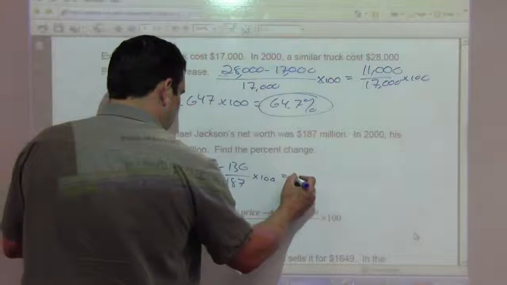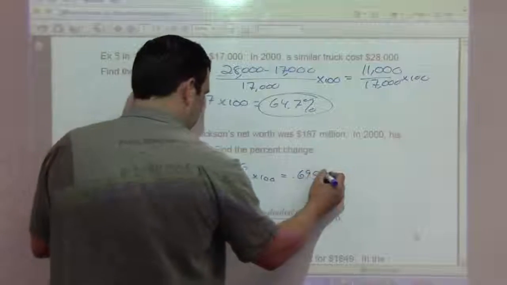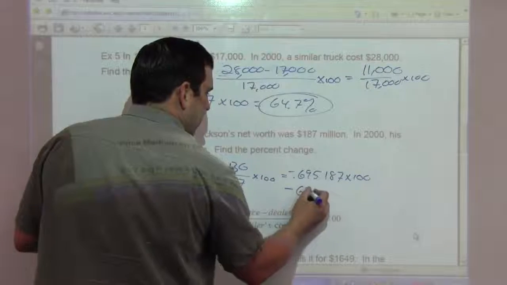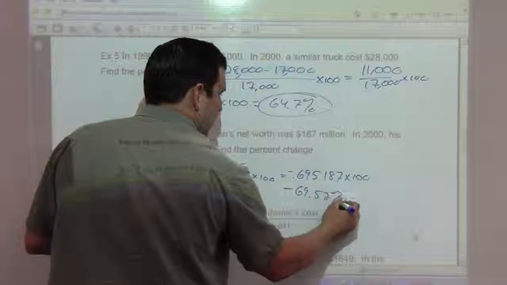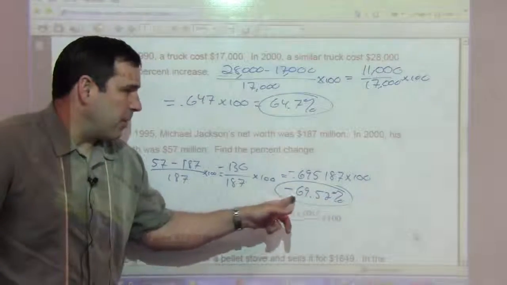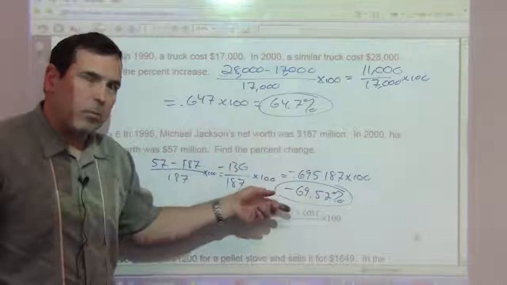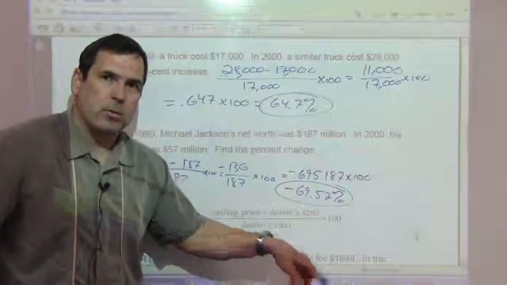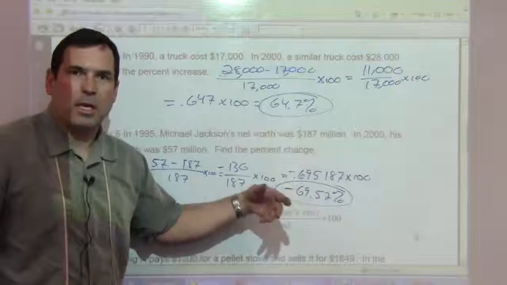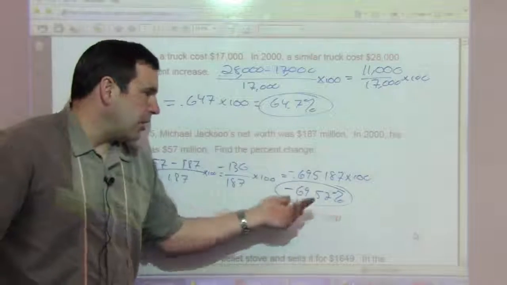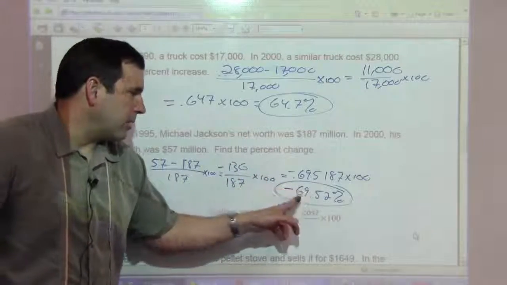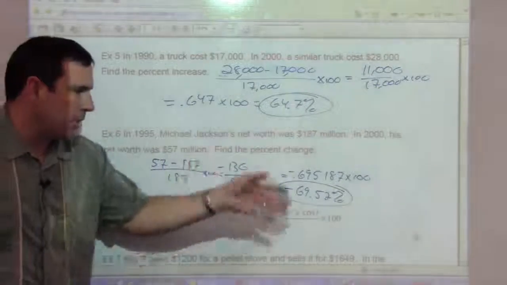And that's going to be 0.695187 negative times 100. So negative 69.52%. Now, you'd say that that's a change of negative 69.52% or a 69.52% decrease. So you wouldn't say it's a negative 69.52% decrease. You'd say it is a change of negative 69.52 or a decrease of 69.52. So when you're saying decrease, you don't say the negative.